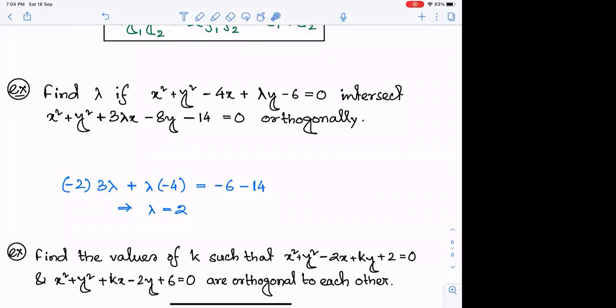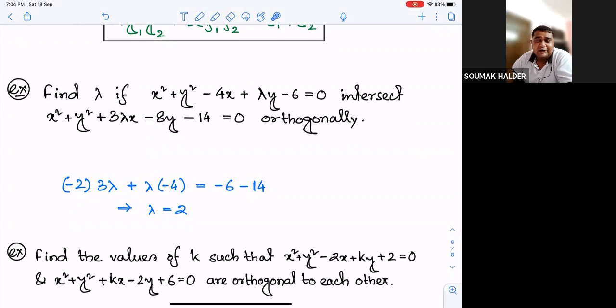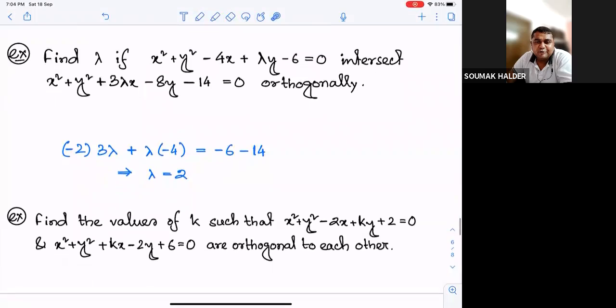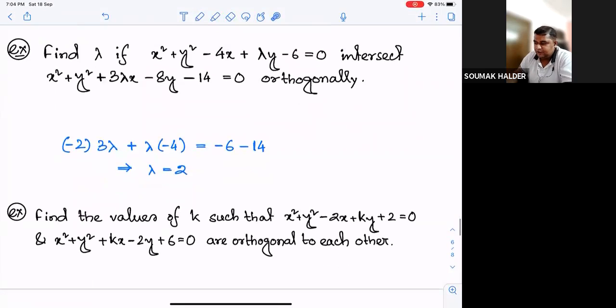Sir, no possible value of k, because if k is minus 4, then the radius becomes imaginary. Very good. So that is why I said k is equal to minus 4 is the right calculation but wrong conclusion as an answer. Okay.